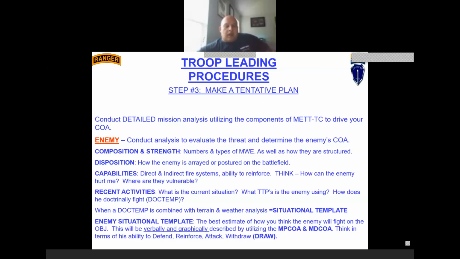So, thoughts and purpose on this. Do you guys understand? So, composition: the strengths, numbers, and types, okay? And how will they disrupt? Okay, what's the enemy doing out there? Are they a squad-size element? Are they a platoon-size element? What are their capabilities? Where are they located on the battlefield that will affect you?